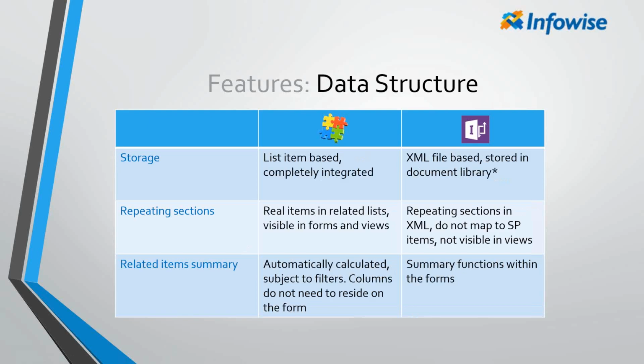Another thing that you want to use is the related item summary. For instance, you want to calculate the total of the purchase order. InfoPath gives you summary functions, again within the forms themselves. So you need to open the form and change something, and then that would be recalculated. In Ultimate Forms, it's automatically calculated, subject to filters, and you don't need to open the form.